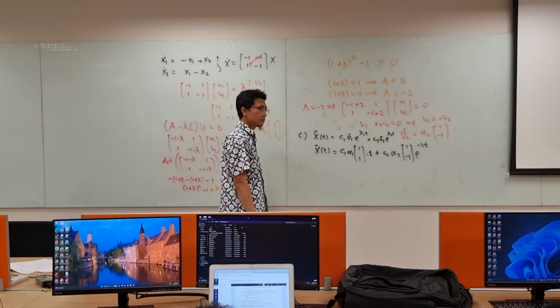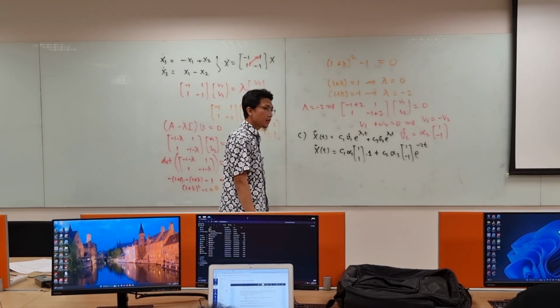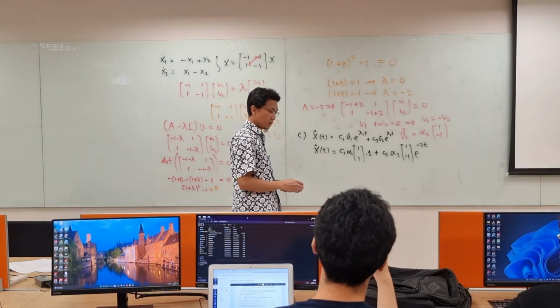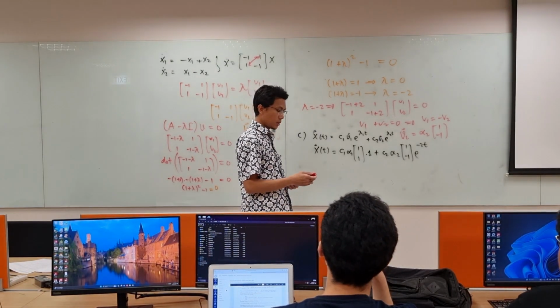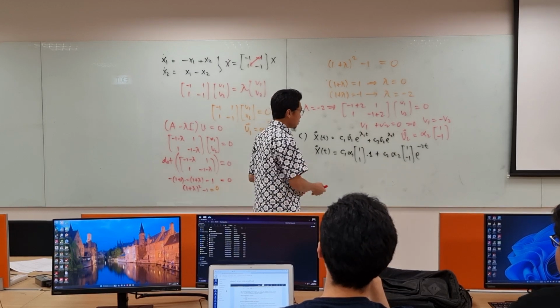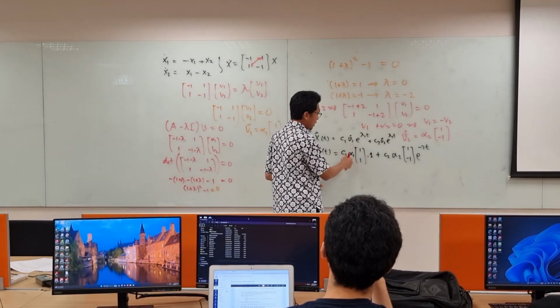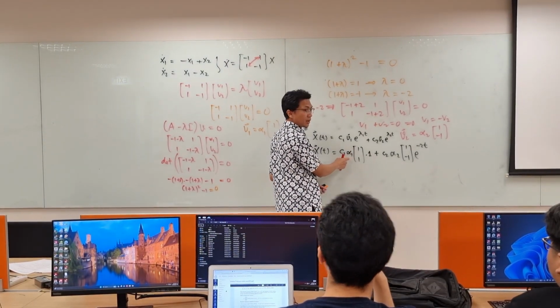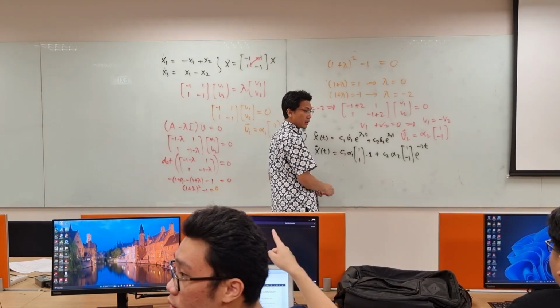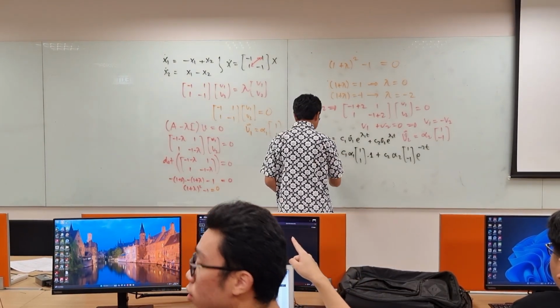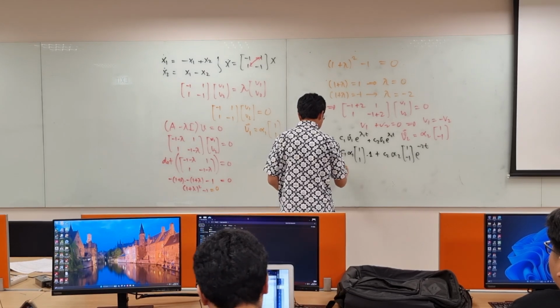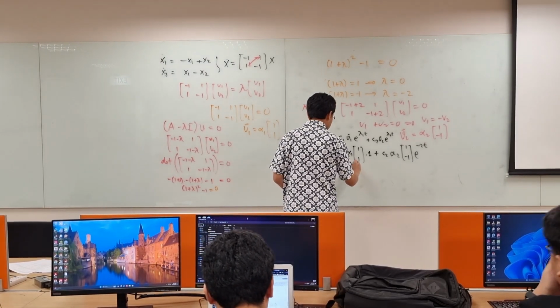The eigenvector is a direction, so that means the C1 can be absorbed into the alpha 1 itself in this case. So we can regard this as C1 bar, let's say.